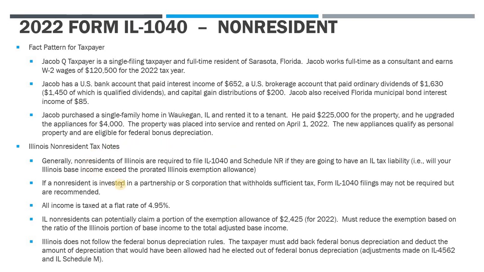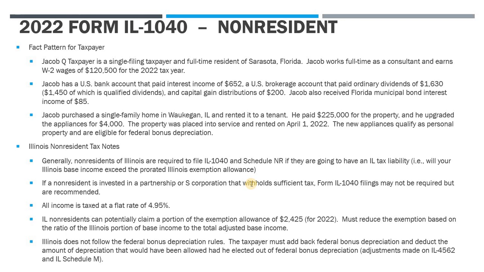Now, some Illinois tax notes to cover before we get into the returns. So who needs to file? Generally, if you're a non-resident of Illinois, you're going to have to file if you have Illinois source income that creates an Illinois tax liability. In other words, is your Illinois source income, that base income, going to exceed the amount of your exemption allowance? If that's the case, then you're going to have a positive number there, and there's going to be some Illinois income tax at 4.95%.